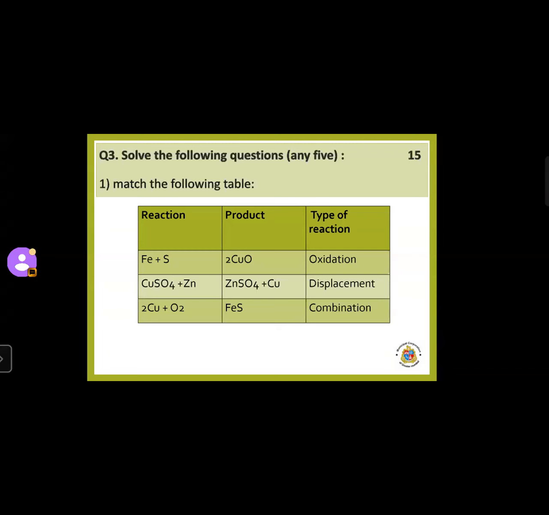Now what is the reaction? That is Fe plus S. Now this is your reaction. When they react, it will form the product, that is FeS. Now this is the combination reaction. When two elements or two compounds react, they combine to form one single product, that is the combination reaction.